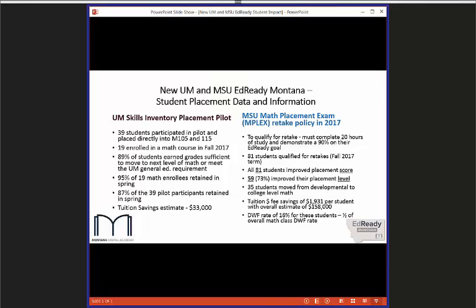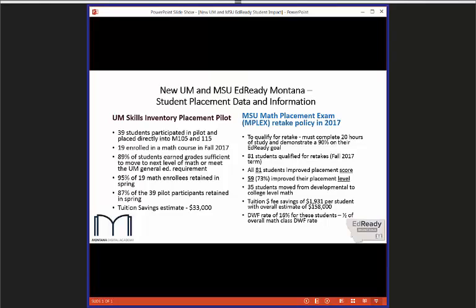Okay. So anyway, the pilot that they did last summer, that was successful, is they had 39 students, and this was all by word of mouth, by the way. So these 39 students participated in the pilot. They did their EdReady study path, and they got to 90%. And 19 of them enrolled in that math class for fall 2017. And 89% of them earned the grades sufficient to meet that next level of math.